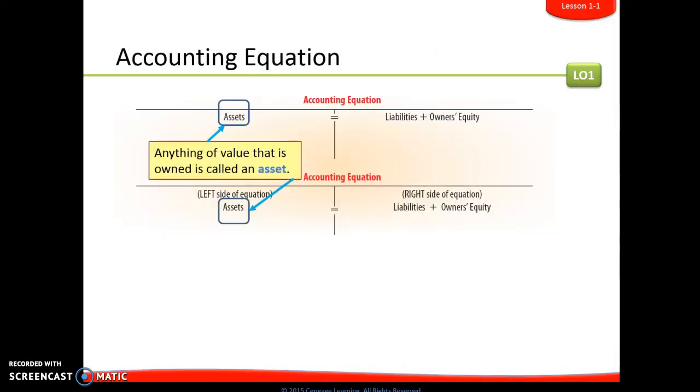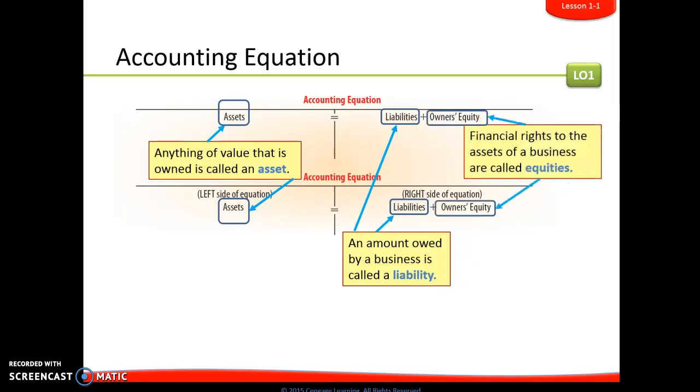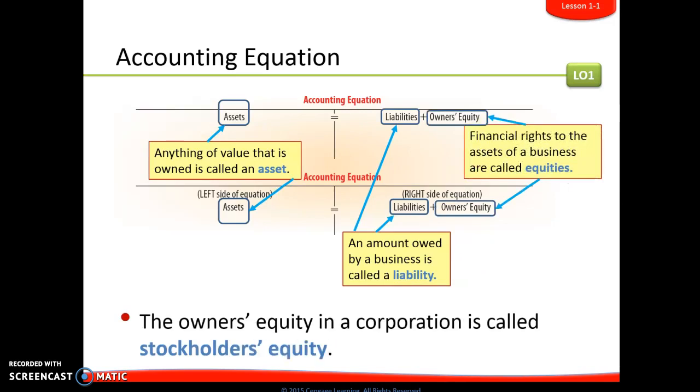All right, now this is nothing new. Our accounting equation, assets equal liabilities plus owner's equity. They're showing us that anything of value that's owned is called an asset. We know that. We also know that a liability is an amount that's owed by a business. And then our owner's equity is financial rights to the assets of a business. So remember, if we're dealing with a corporation, that's just called stockholders' equity instead of owner's equity.